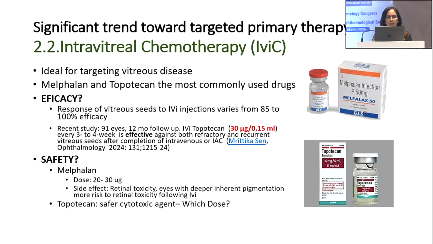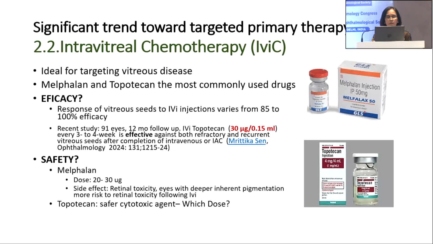It is ideal for targeting vitreous diseases. Melphalan and topotecan are the most commonly used drugs. How is the efficacy? Quite high, 80 to 100% efficacy in response to the vitreous seeds. And a recent study reported quite high efficacy at 1 month follow-up, with intravitreal topotecan 30 microgram in 0.15 milliliter being effective against both refractory and recurrent vitreous seed after completion of intravenous or IAC.